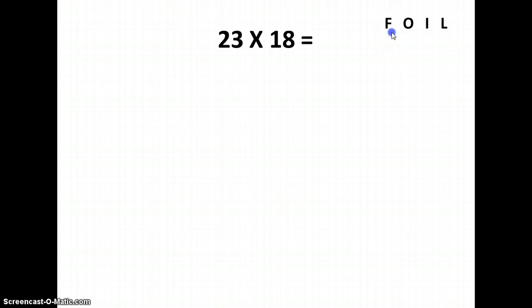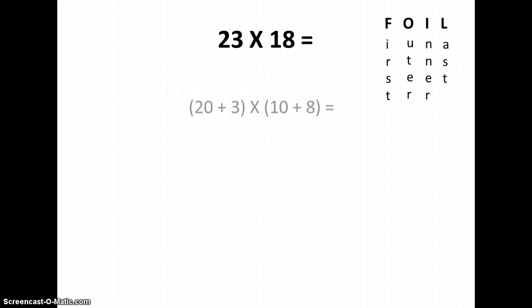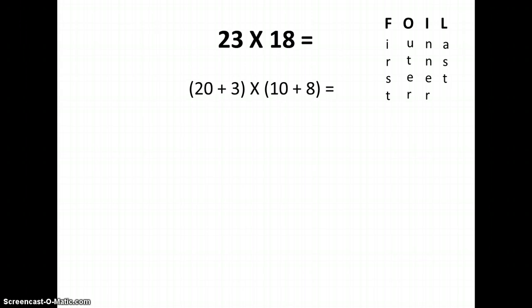Now, we are going to use the FOIL method to solve this problem. The F stands for first. The O stands for outer. The I stands for inner. And the L stands for last. And this will make sense in just a little bit. So first we need to find the expanded form of 23 times 18. It will come out to be 20 plus 3 times 10 plus 8.